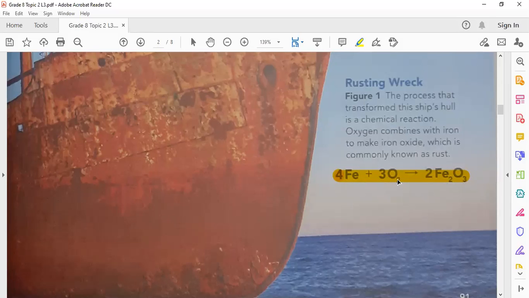The subscript always shows the number of atoms. For example, in this compound, iron oxide, we have 2 atoms of iron and 3 atoms of oxygen. But in general, we have this 2, look at here, please. 2 Fe2O3, like this. You can imagine it like this.